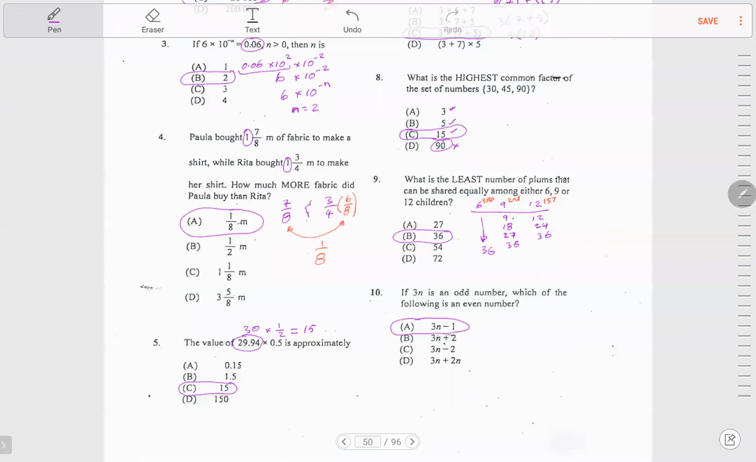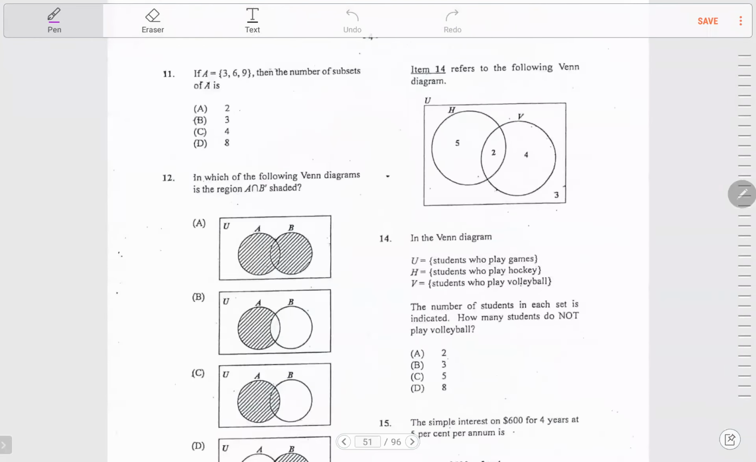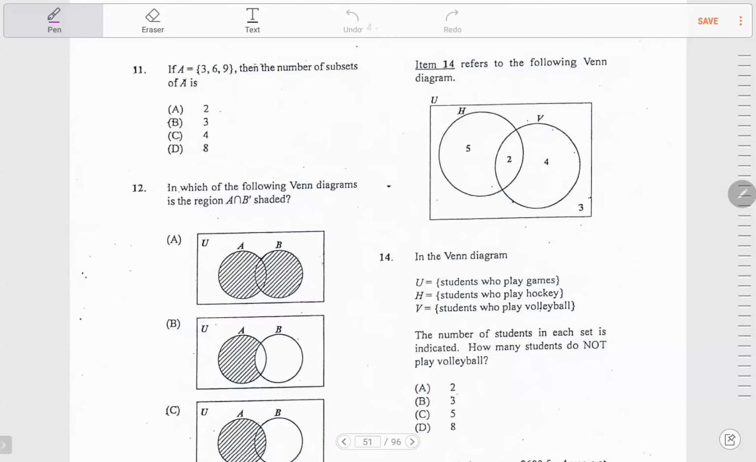Number 11 on the next page. All right, so if A is that, the number of elements is 3 values there. The number of subsets is 2 to the n, where n is the number of elements in A, which is 3. So it's 2 cubed, which is 8. So that says 8. You see, they ask this question all different ways all the time. All right, so that is it.